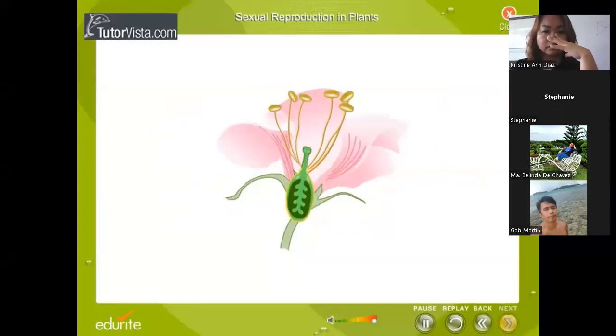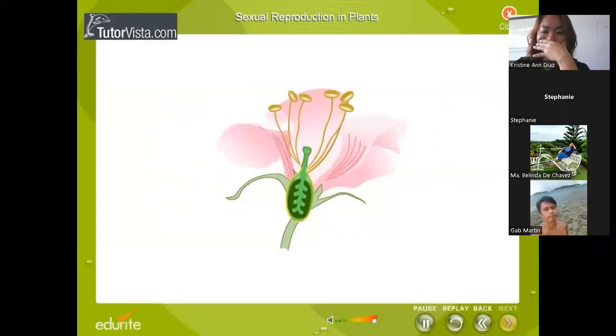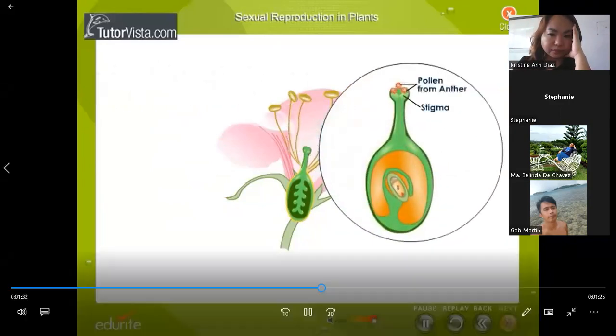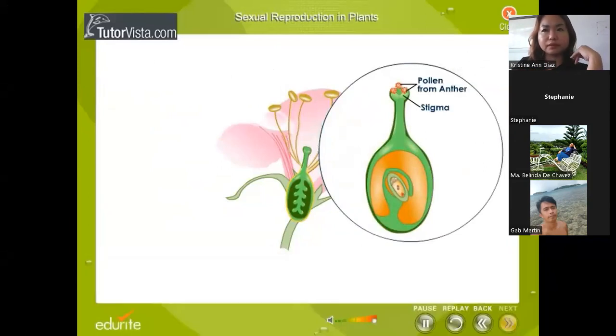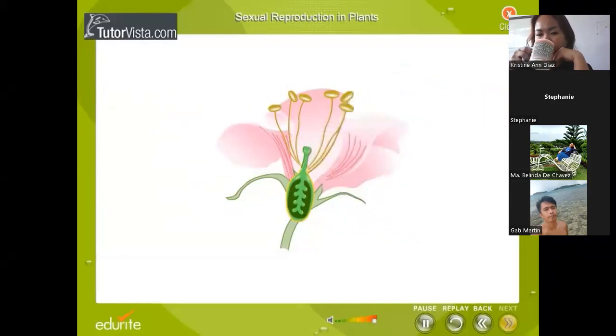Let's now understand how reproduction in plants is brought about. Pollination and fertilization are the two major events that bring about reproduction. Pollination is simply the transfer of pollen from the anther to the stigma of the pistil. The stigma receives the pollen grains. Pollen grains can be carried from anthers to the stigma by wind, water, or insects.